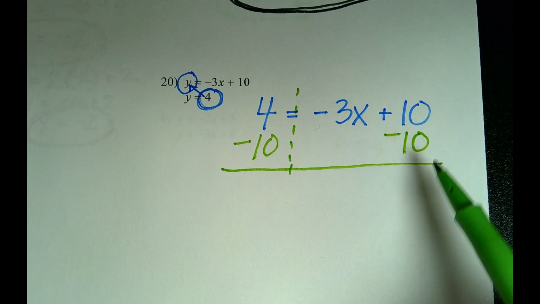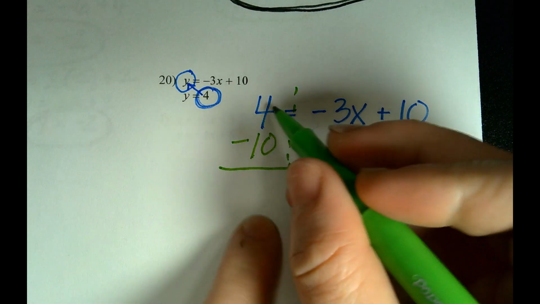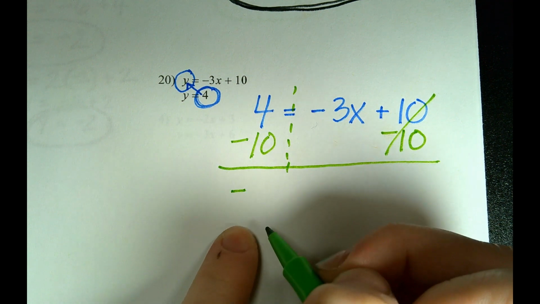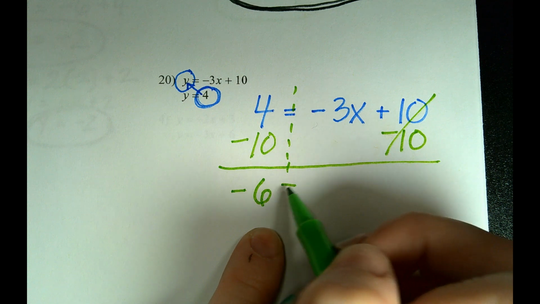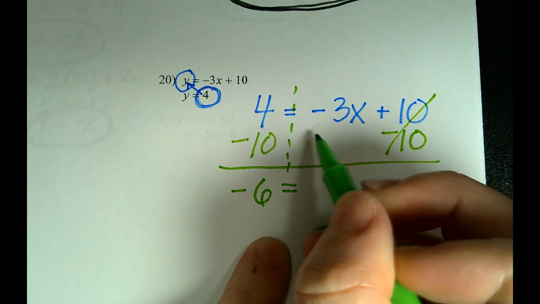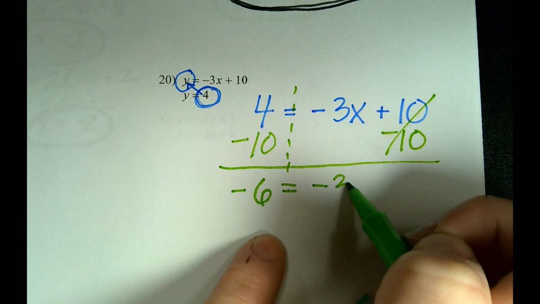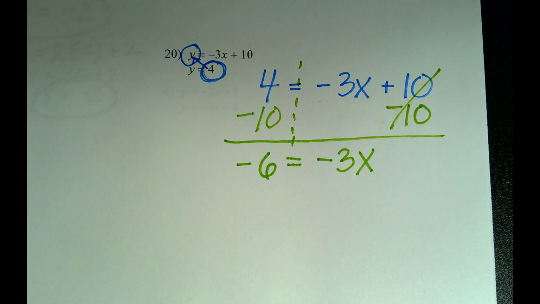Okay. What happens at this step? 4 minus 10. 10's cancel. Yeah, my 10's cancel. 4 minus 10, -6. Good. I'll bring everything down. Equal sign, and over here all I have left is -3 times x. Okay, I've just got one more step.